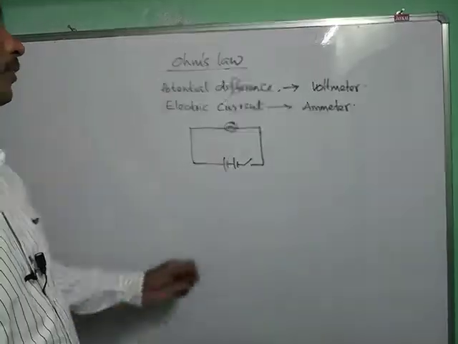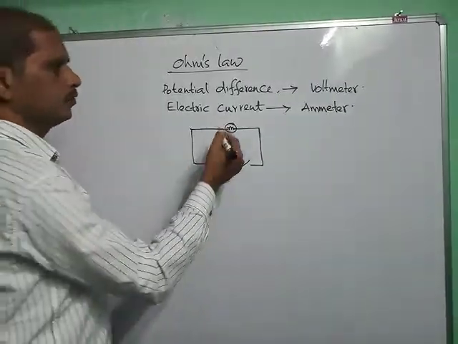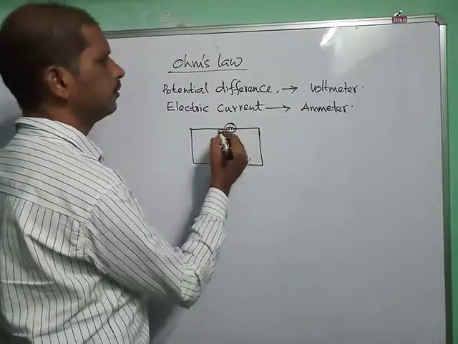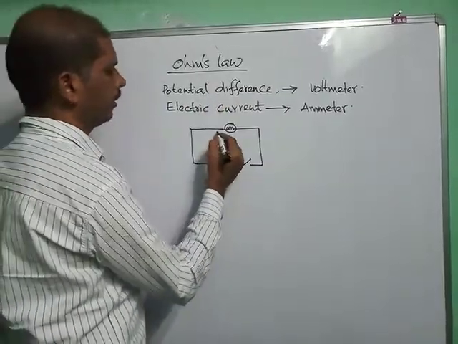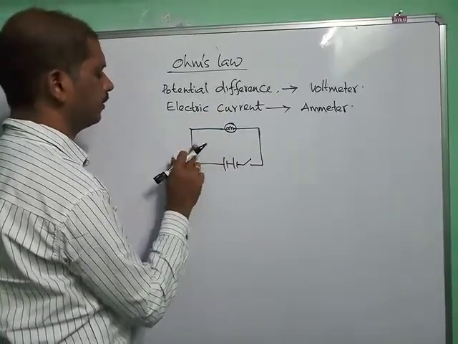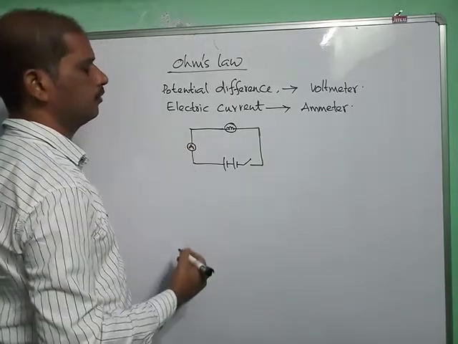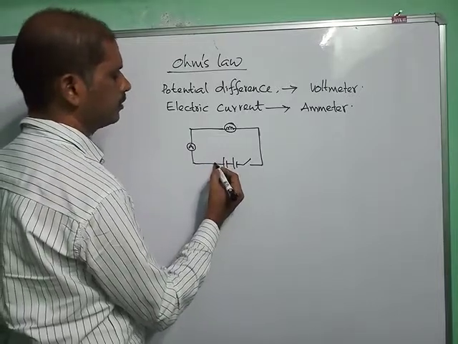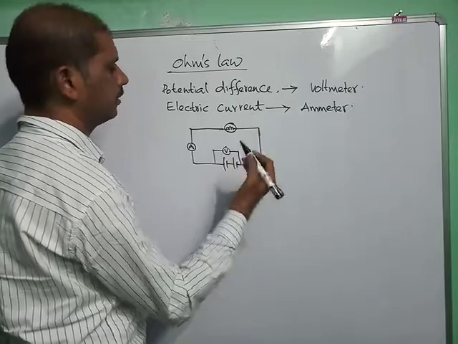In this simple circuit, we have to arrange a voltmeter and an ammeter. The voltmeter we always have to connect in parallel combination, and the ammeter we have to connect in series combination. The ammeter you have to arrange here, and with the voltmeter we find the potential difference. So what is the potential difference here? We have to connect it here.